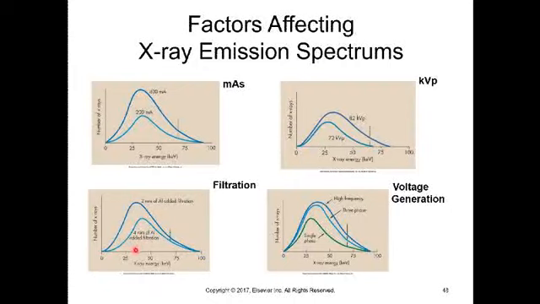You're increasing quantity, but you're adding those low energy X-rays back to the beam, so then your quality will decrease. And then as far as voltage generation, that deals with your generators, your single phase, your three phase, and your high frequency. Single phase is the least amount of quantity and the least amount of quality. Three phase is kind of in the middle. And then high frequency has the most quantity or highest amplitude and the best quality.